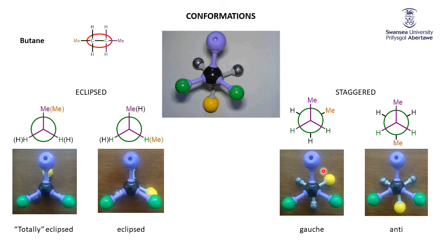Now I should point out, if I keep rotating, so we left off here, if I rotate another 60 degrees, think about where this back methyl is, then the methyl will go here, so that would just be another eclipsed. Another 60 degrees would take that methyl here, so that would be another gauche, and then another 60 degrees would take the back methyl to where we started.